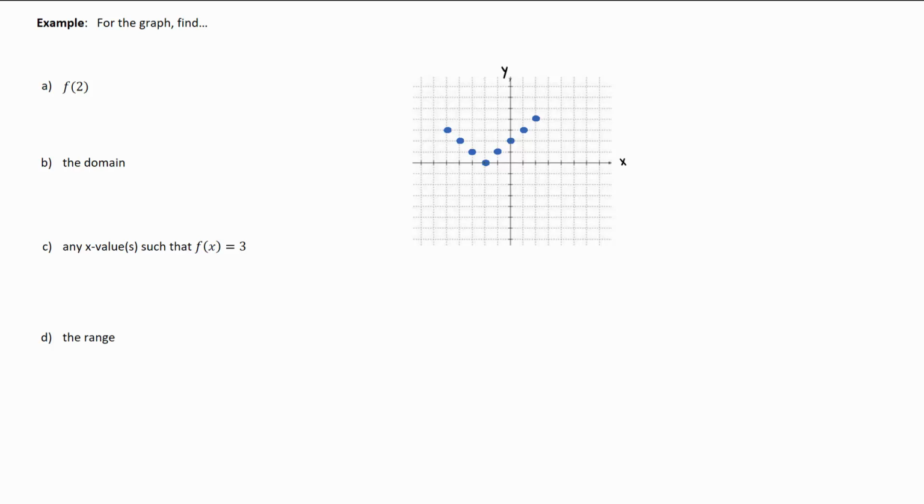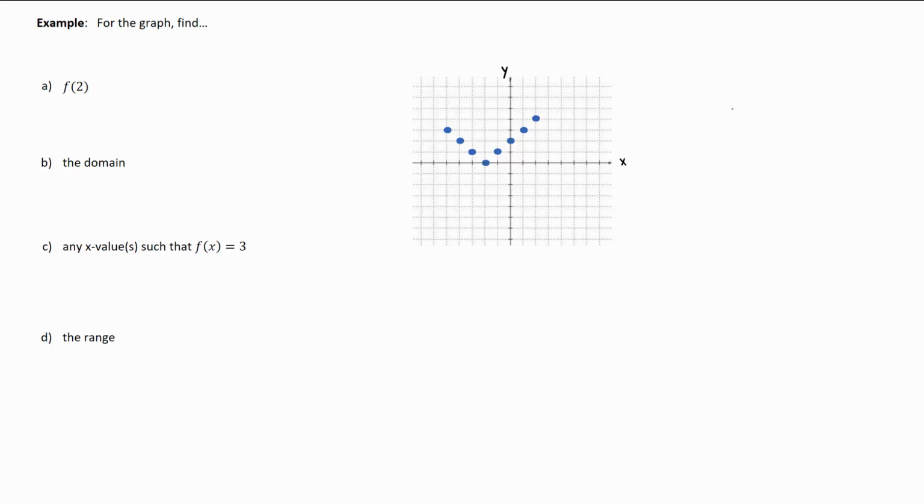So there's no reason why you couldn't graph the function in the Cartesian plane, using, say, an x-axis that runs horizontally and a y-axis that runs vertically. So in this example, for this graph, let's find f of 2. Okay, so wait a minute. That's function notation. What does f of 2 mean?